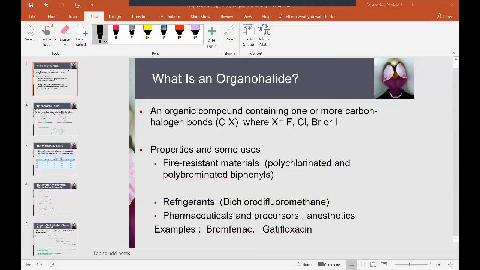In this video, we will get to discuss organohalides, chapter 10. Organohalides are compounds that contain a halogen somewhere. You can have compounds like this: I have a benzene ring with the halogen somewhere, and then another alkyl side chain, so that will be an organohalide.